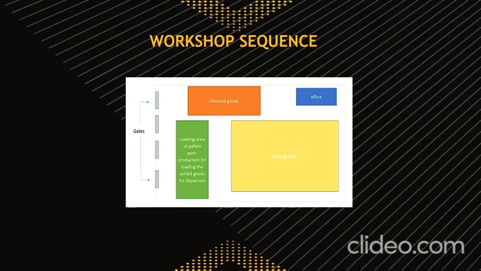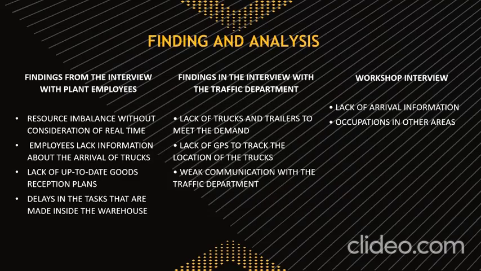Carrying out interviews in different areas of the company, several causes of delays were found, which will be explained as the causes are mentioned. The third point is the findings from the interview with the plant employees. Resource imbalance without consideration of real time. Employees lack information about the arrival of trucks.